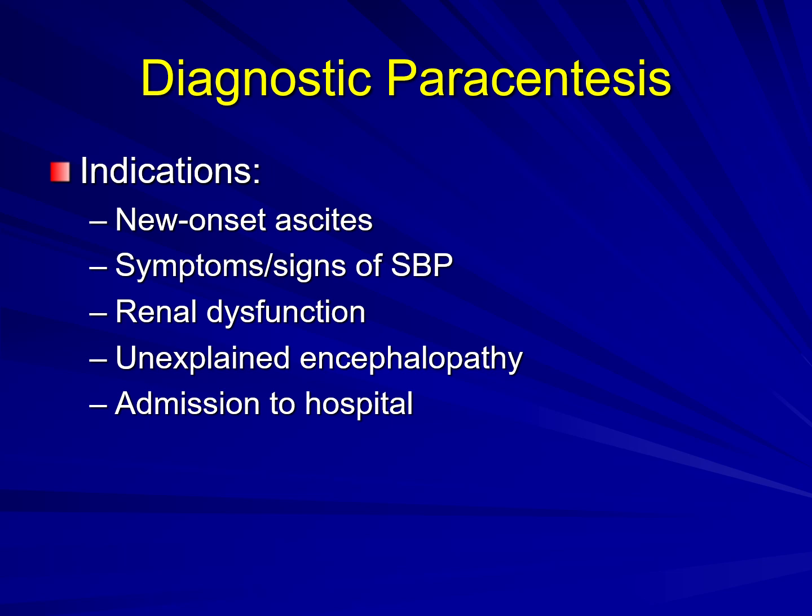How do we do that? We perform what we call a paracentesis. A paracentesis is when you put a needle in the abdominal cavity to remove some of the ascitic fluid. Indications for paracentesis include new onset ascites, any symptoms or signs of an infection of the ascitic fluid, if you have renal dysfunction, unexplained hepatic encephalopathy, or at the time of admission to the hospital.